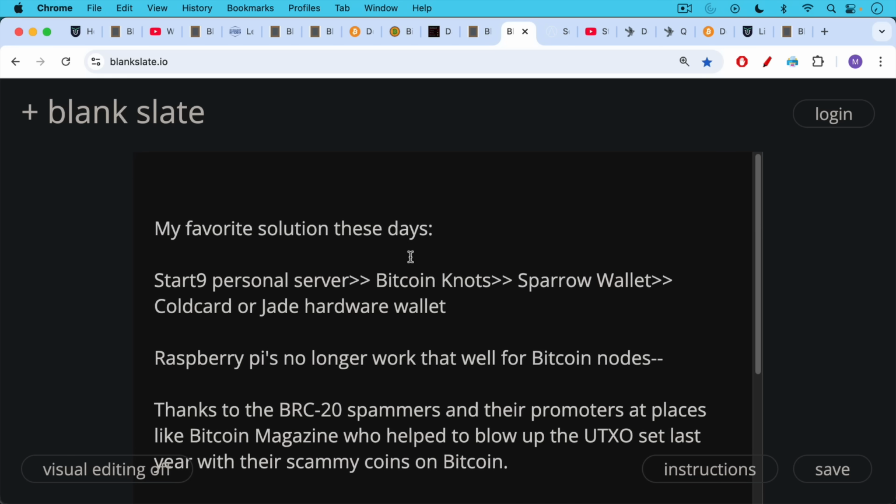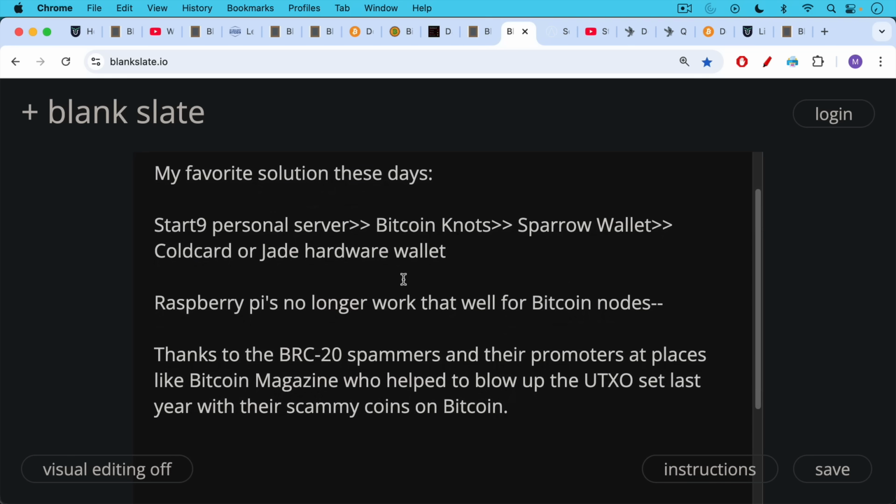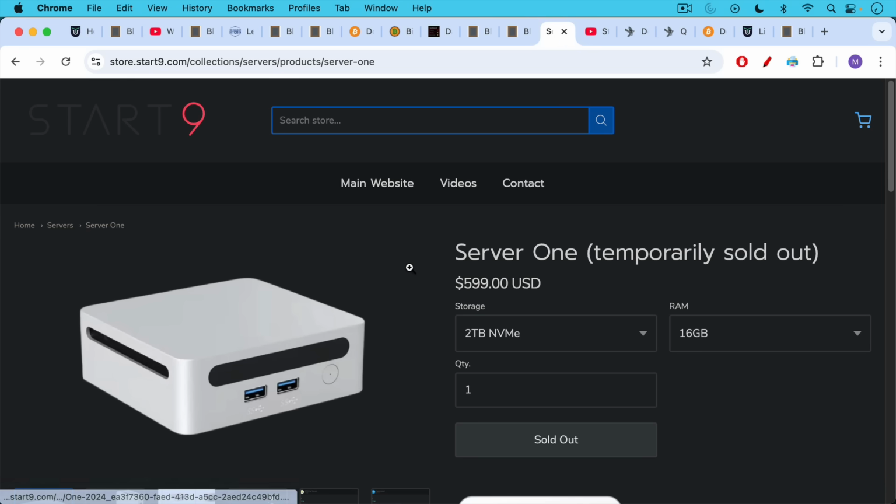That's my ideal setup. Raspberry Pis, unfortunately, you can play around with them, but if you're going to be a power user, and especially if you're going to look at data that's buried deeper in the blockchain, Raspberry Pis no longer work that well for Bitcoin nodes, thanks to the BRC20 spammers of last year and their promoters at places like Bitcoin Magazine, unfortunately, who helped to blow up the UTXO set last year with their scammy coins on Bitcoin. Here's the server I'm using from Start9. It occasionally goes on sale. I think I got mine for under $500, and you can decide how much RAM you want.